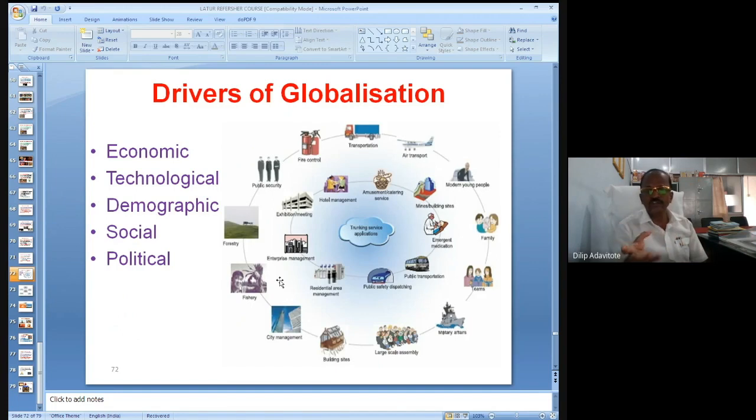So looking at all these aspects of how tourism develops in our country, these are the various sectors we have to build purposefully, whether it is the economic sector, technological sector, demographic sector, social sector, or even the political sector. We must concentrate. These are the important areas we have to address properly from the tourism development point of view, and therefore they are called the drivers of globalization.